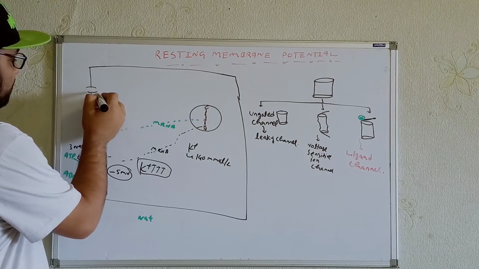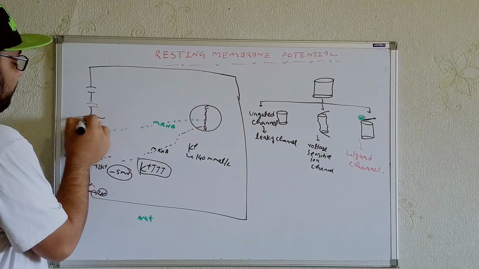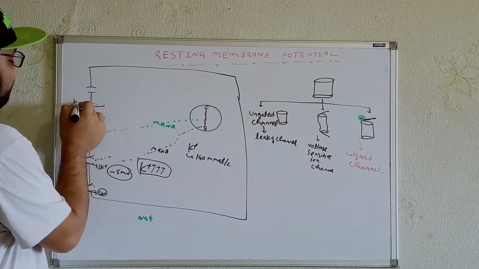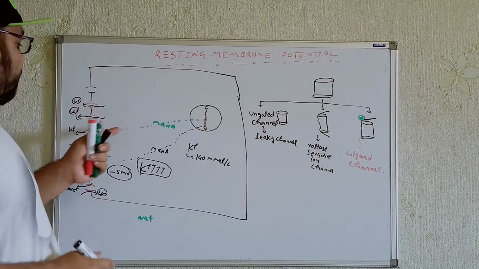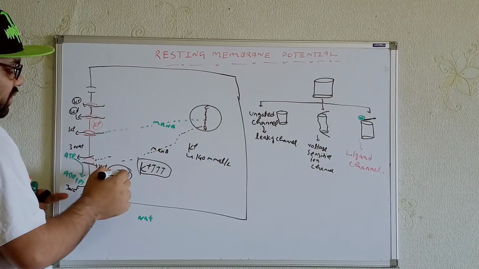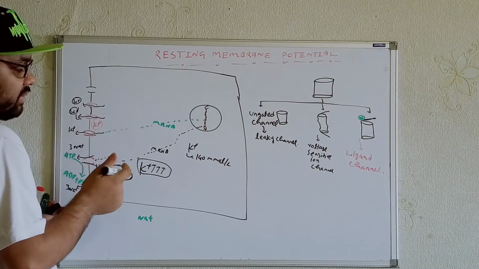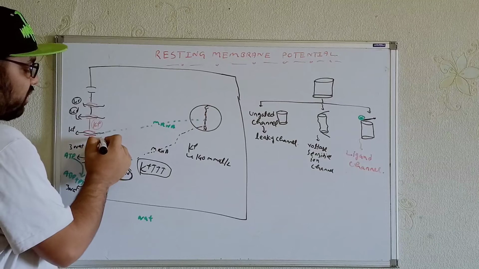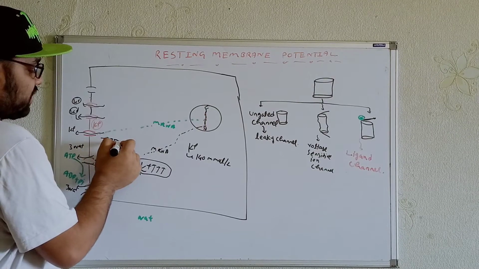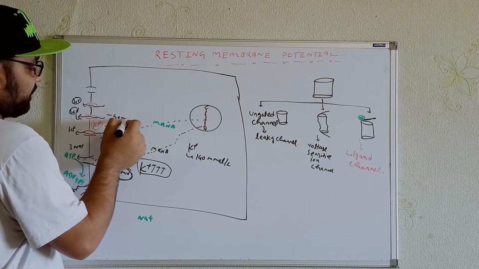Now in these cases the potassium will diffuse outside of the cell. That means the potassium will come from inside of the cell to the outside of the cell. As a result, we will see the voltage within the cell becomes more negative. For example, minus 5 millivolt, minus 10 millivolt first, then minus 20, minus 30, minus 40 millivolt, just like this.